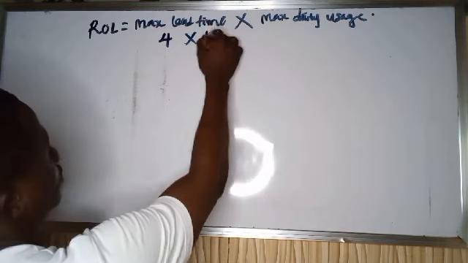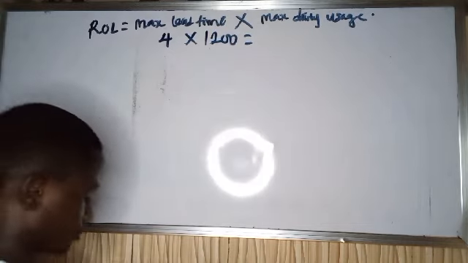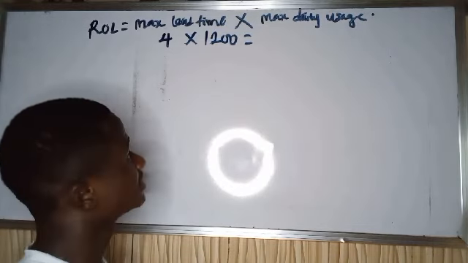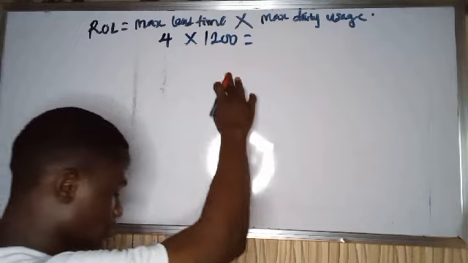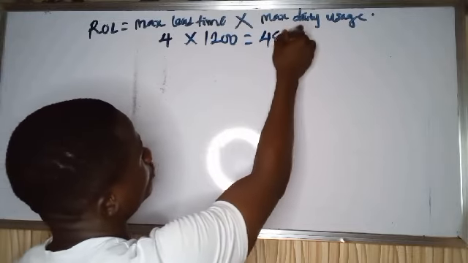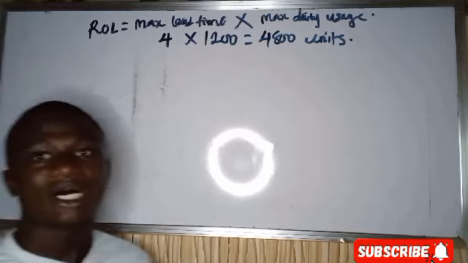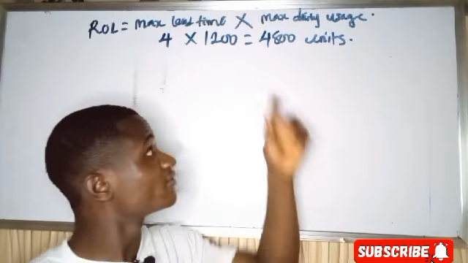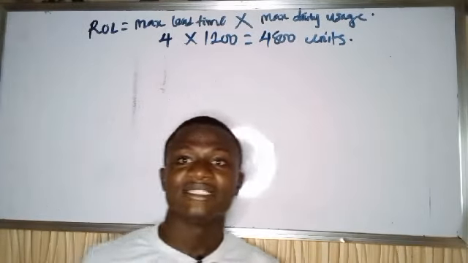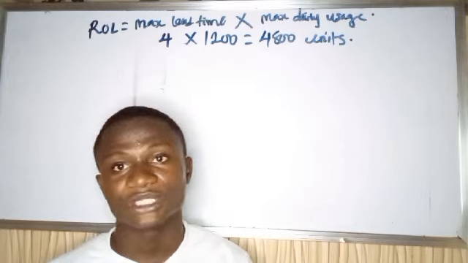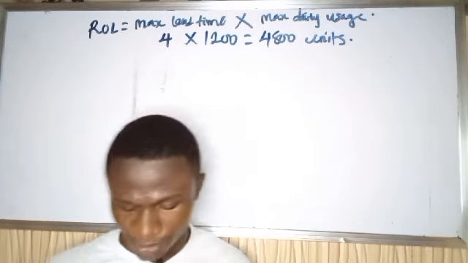Our maximum daily usage is 1,200 units per week. So if you multiply that, 4 times 1,200 units, we have 4,800 units. So the moment we see that our inventory level has got to 4,800, then definitely we should place another order. So it's as simple as that.